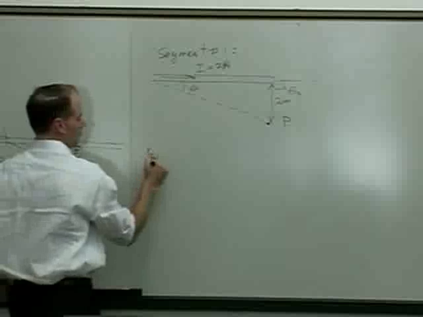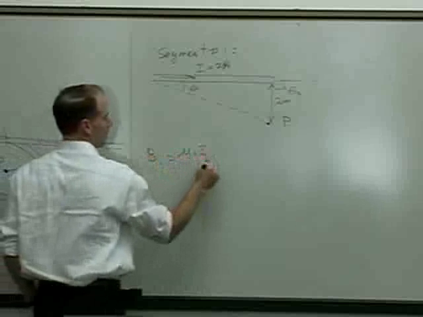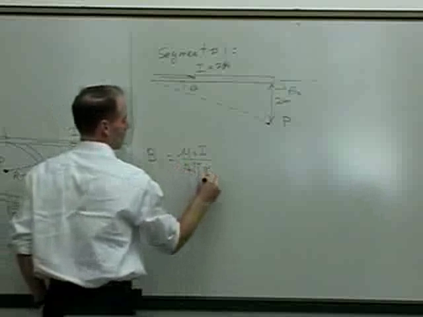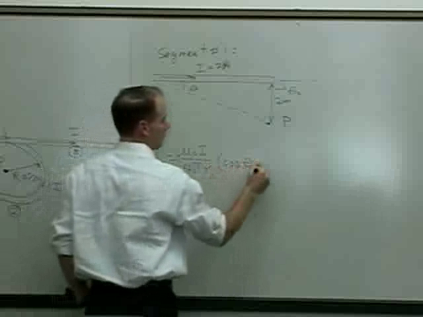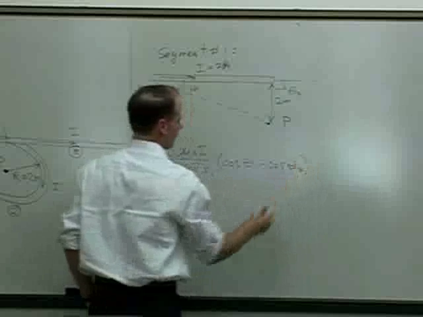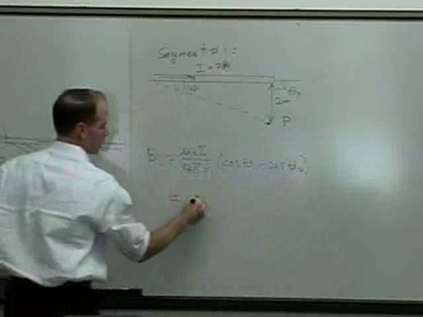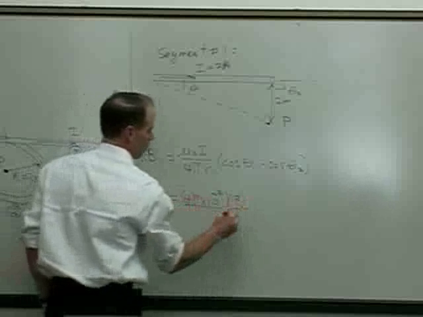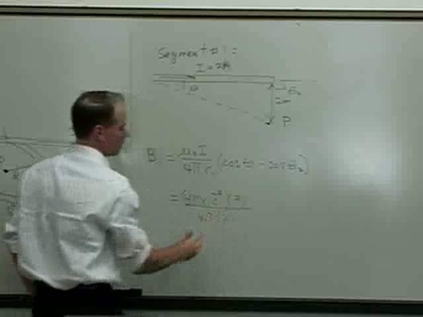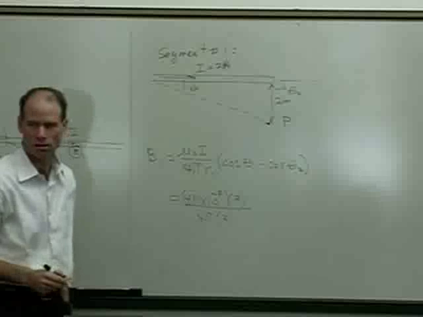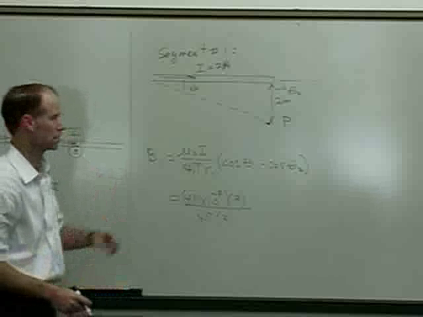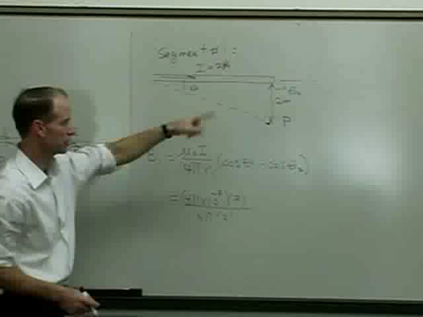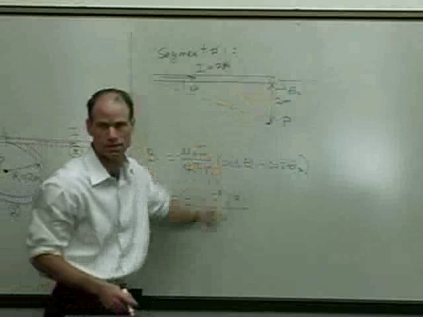So we want mu naught I over 4 pi r times cosine theta 1 minus cosine theta 2. So this would be 4 pi times 10 to the minus 7 times 7 amps over 4 pi times 2. So r will be 2. r is the pure perpendicular distance, the shortest distance from the line of action of this current to that point. We don't have to do anything weird geometrically, it's just that pure shortest distance from that line of action.